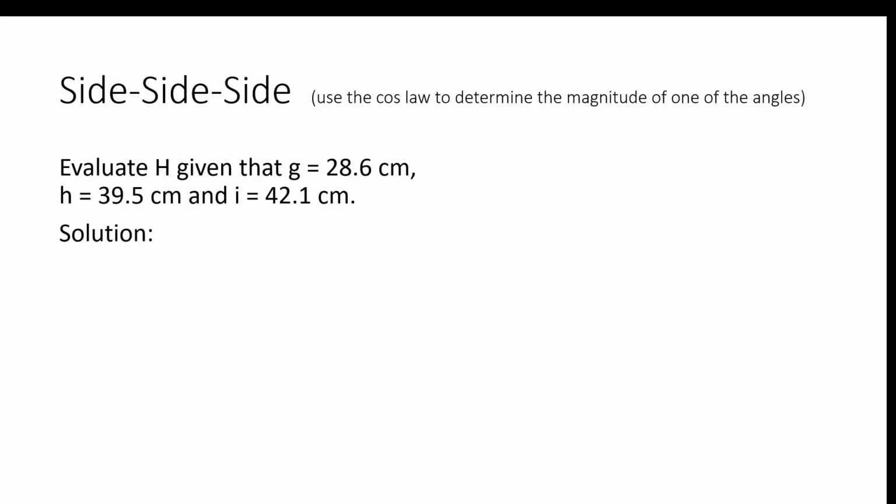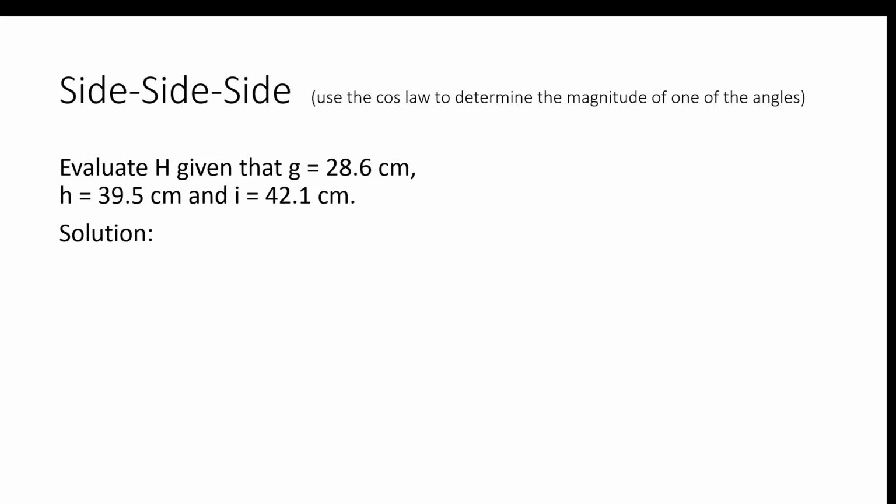Well, sometimes we're given a side-side-side situation, and in that case, we want to use the cosine law to determine the magnitude of one of the angles. If this is a case where we're solving for the whole triangle, we'll find the largest angle first, which will be opposite the largest side. We do that because it eliminates the possibility of an ambiguous case of the sine law, which is an issue we'll talk about later. For now, though, we're not quite at the point where we're solving the entire triangle.